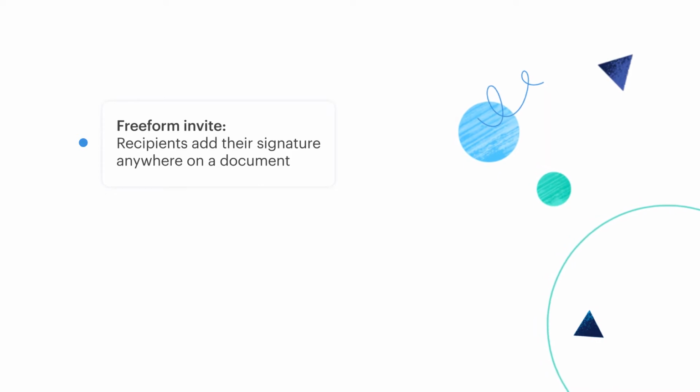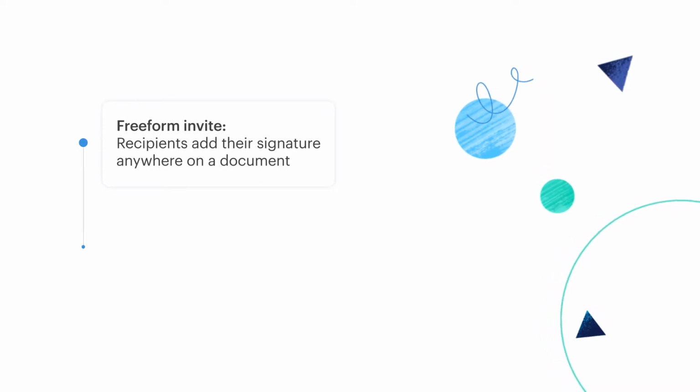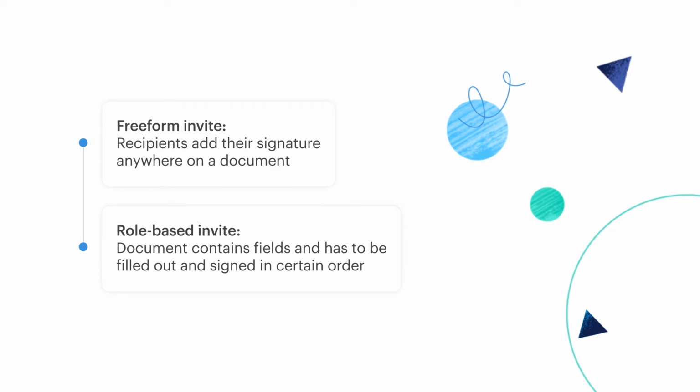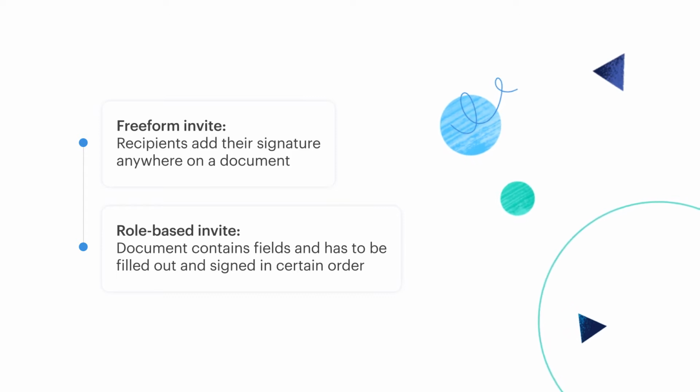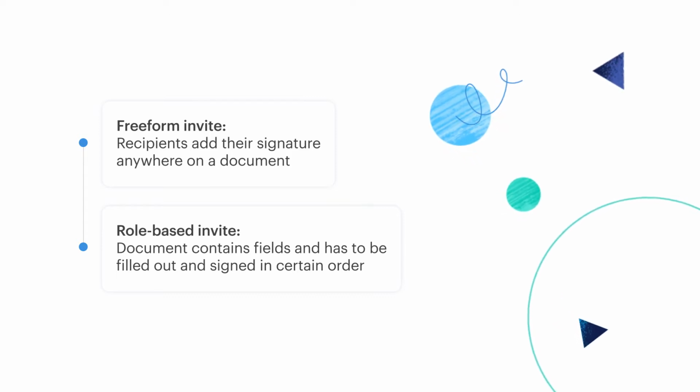A freeform invite allows recipients to add their signature anywhere on a document. A role-based invite is sent when your document already contains fields and has to be filled out and signed in a certain order and in accordance with preset parameters.